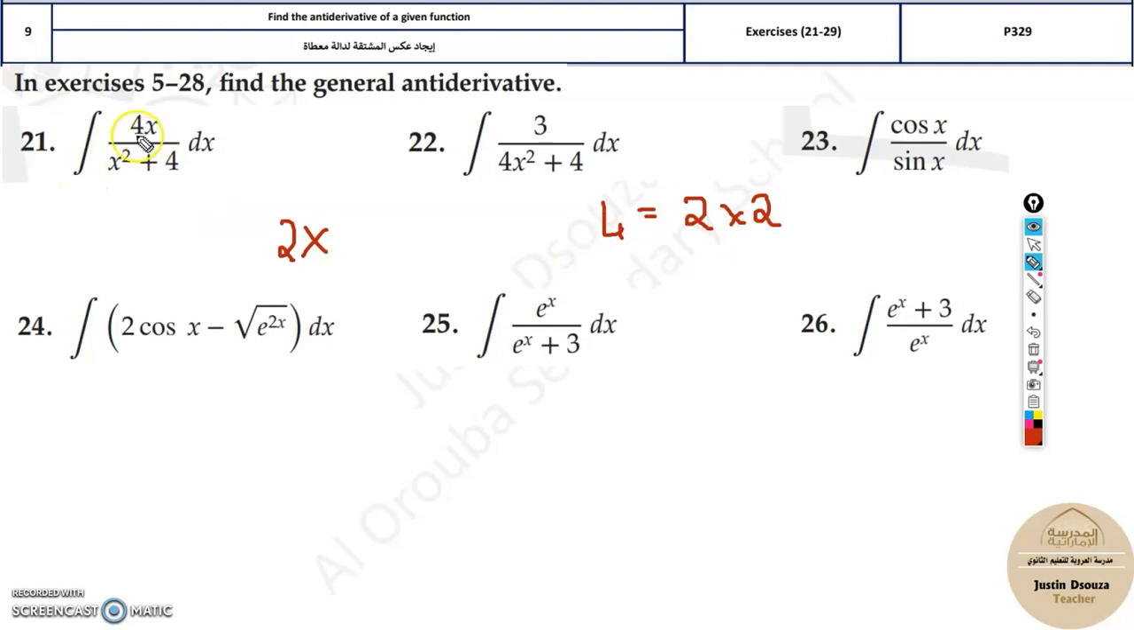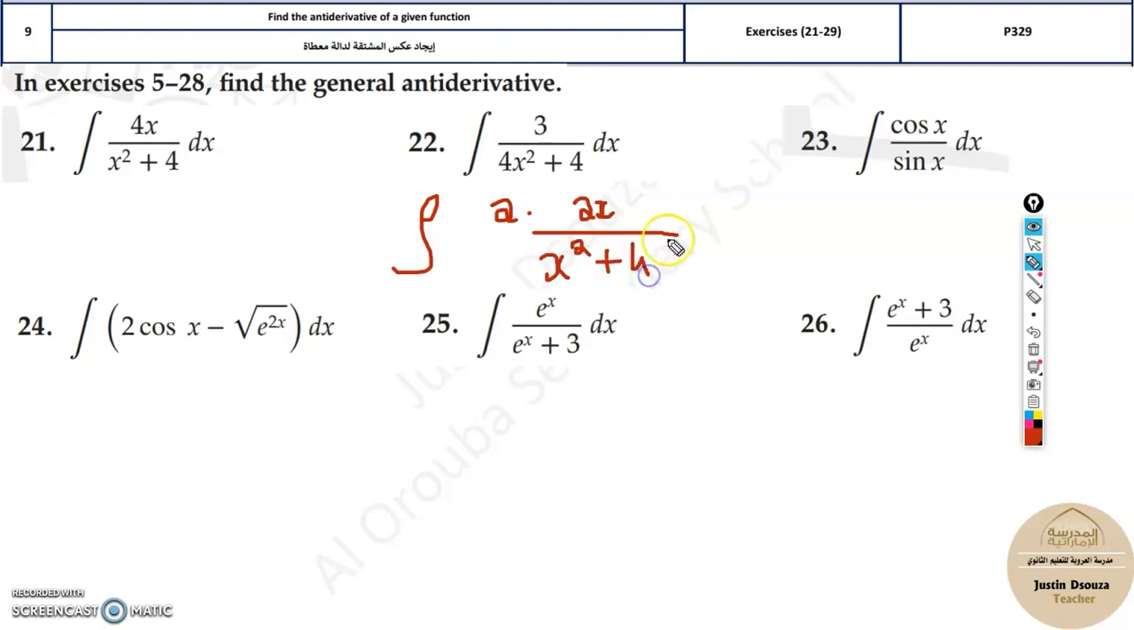All you need to do is split this 4, make it 2 into 2x. I'll write it clearly. All I'm doing is splitting this integral to separate, multiply by 2x. If I multiply this inside, it's the same 4. So I'm just manipulating the numbers, but I've not done anything wrong. Now what do I do? Divided by x squared plus 4. Now this is dx. Always the dx will be there for integral. Now what happens is 2 is a constant, leave it. What happens to this part?